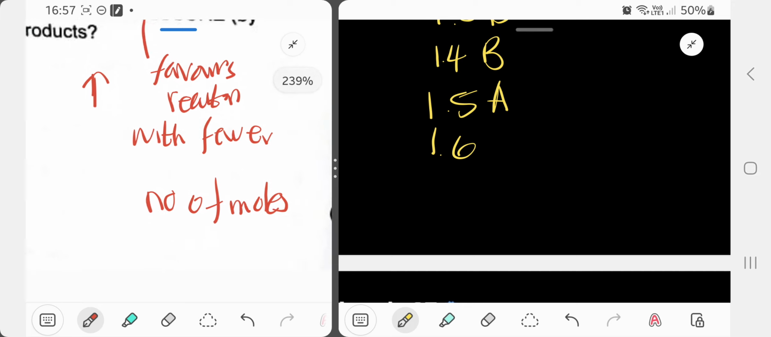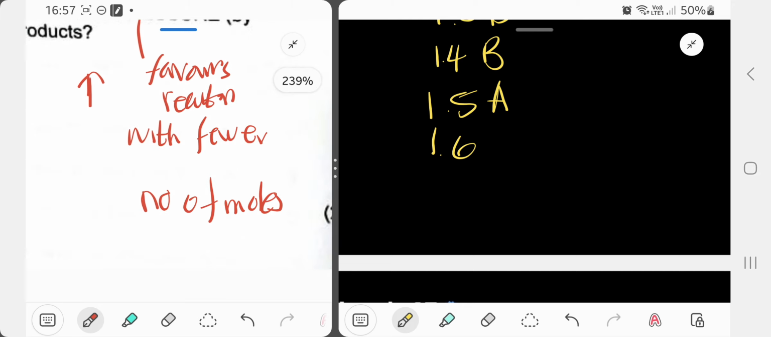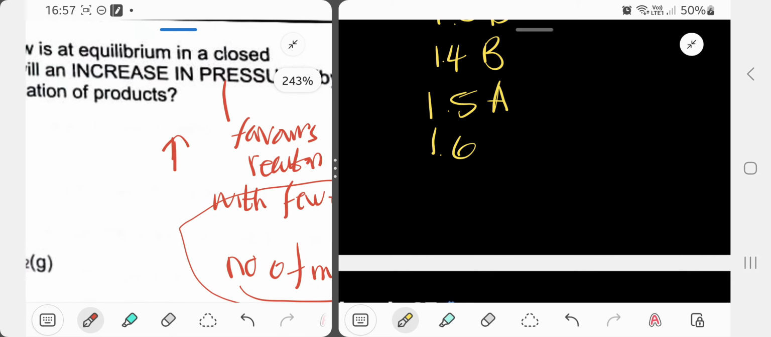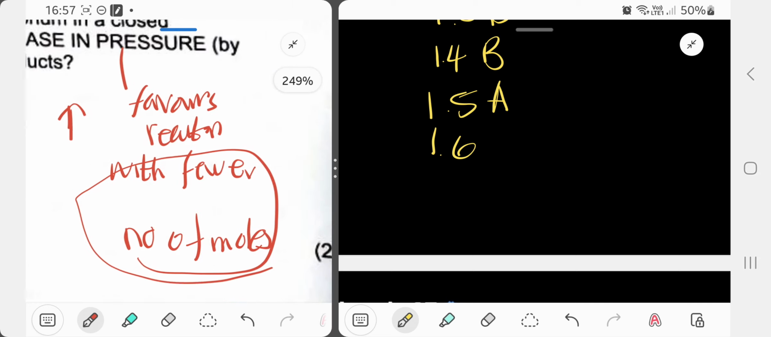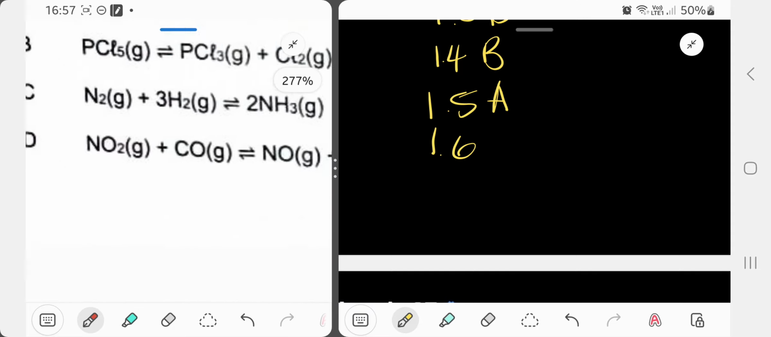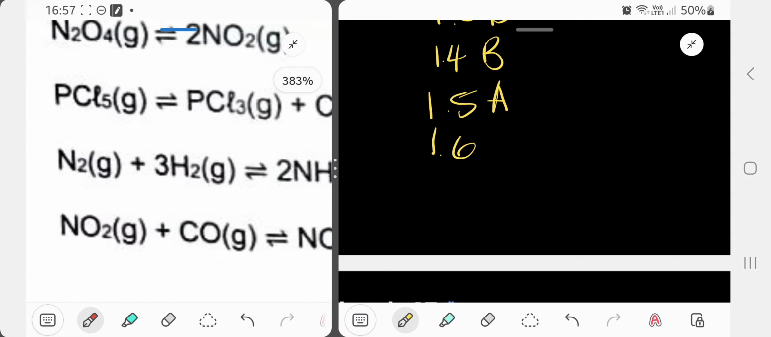So they spoke about pressure. We don't even want to answer the question yet. Let's talk about this fewer number of moles. Let's find out the number of moles of each, and by the number of moles, I mean the balancing coefficient, not using concentration and volume and whatnot. So it favors the reaction with fewer number of moles. Before you even know what they're asking for, let's go calculate.